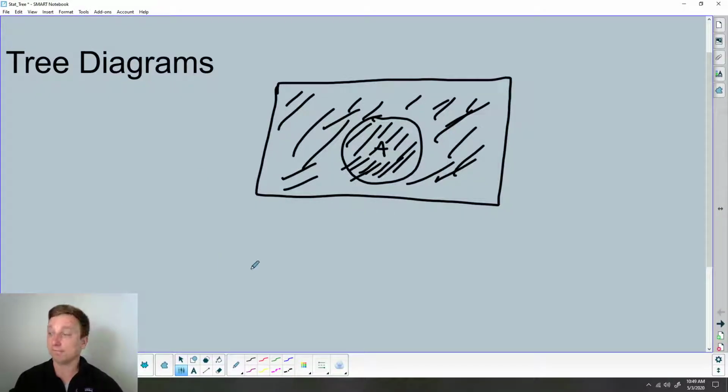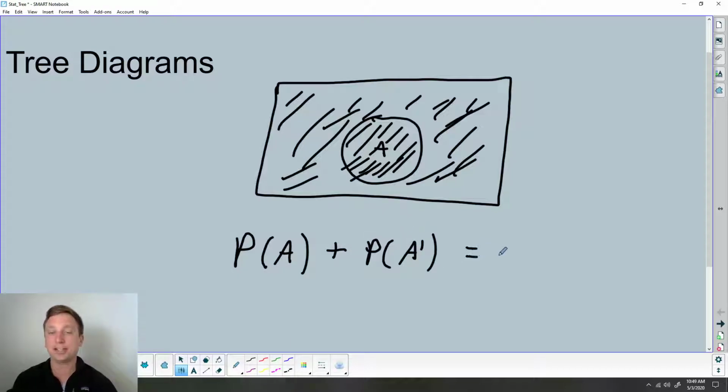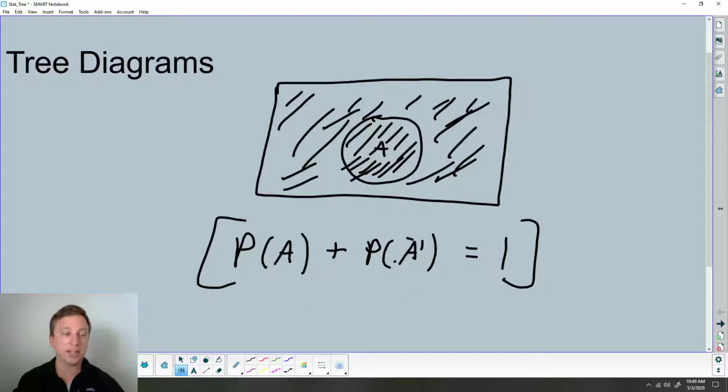Using symbolic notation, if I take the probability of some event A happening and add it to the probability of that event not happening, or the complement of it, this always equals 1. Because the event either happens or it does not happen, that probability always has to equal 1. We're going to use this bit of information quite a bit in tree diagrams. So let's get into this and see a tree diagram problem.